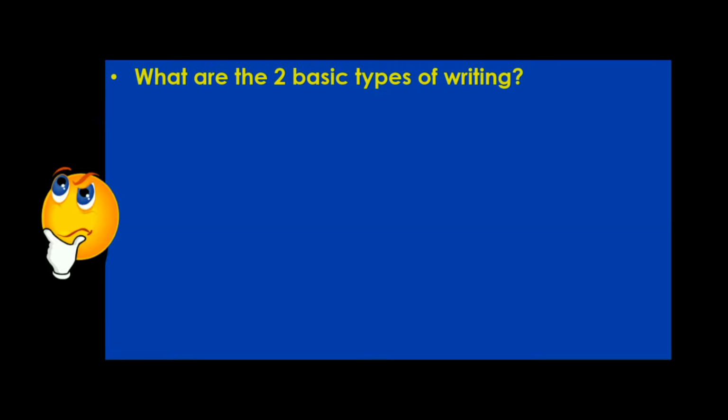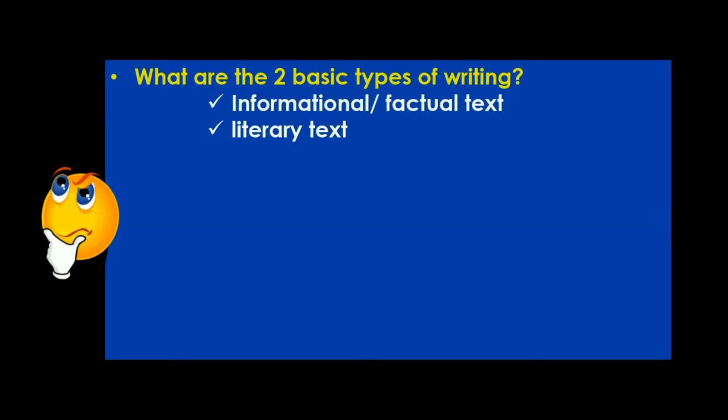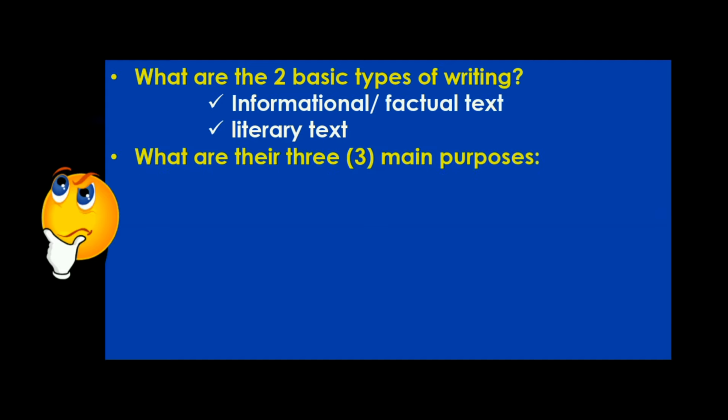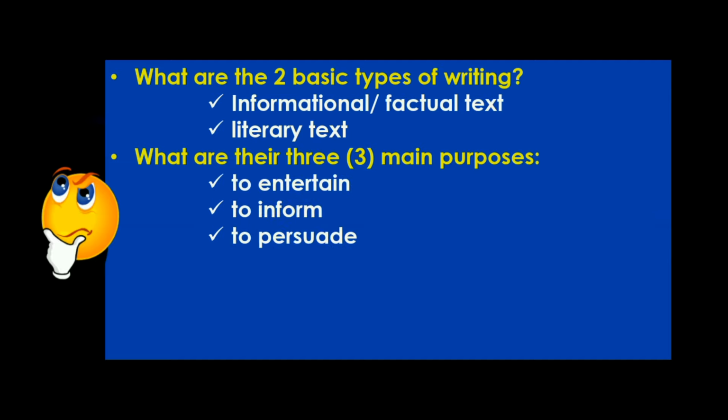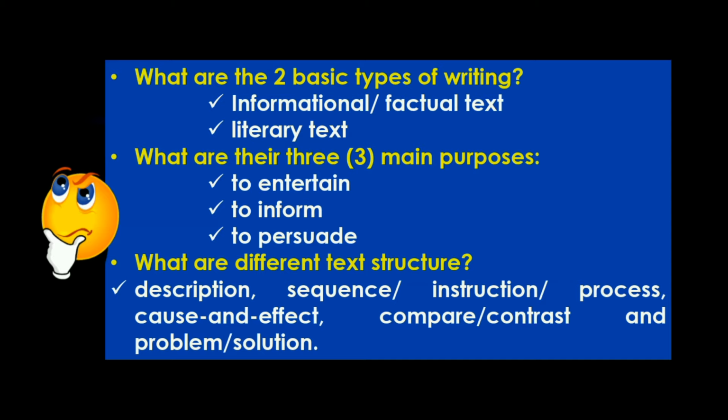So that's it. Before we end the discussion for this week, I have a few questions for you. What are the two basic types of writing? We have informational text or factual text and literary text. What are their three main purposes? So the three main purposes are to entertain, to inform, and to persuade. What are the different text structures? We have description, sequence, instruction, process, cause and effect, compare and contrast, and problem and solution.